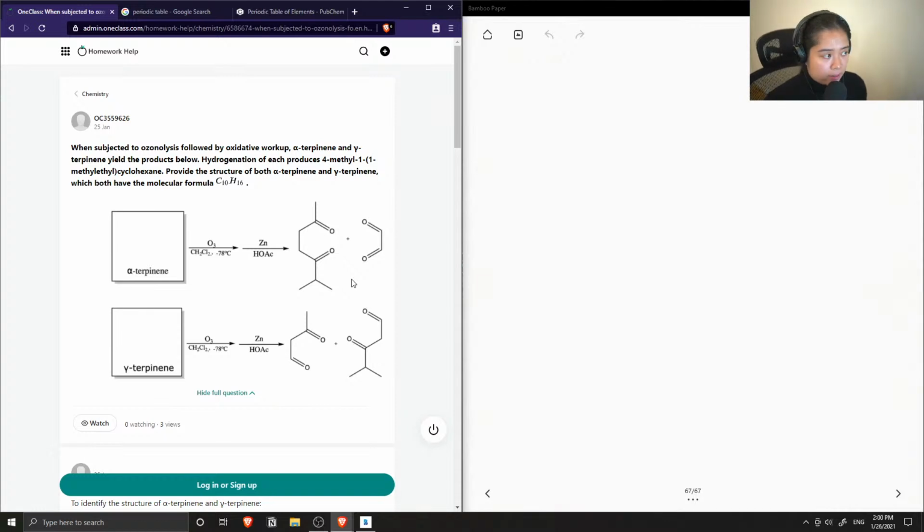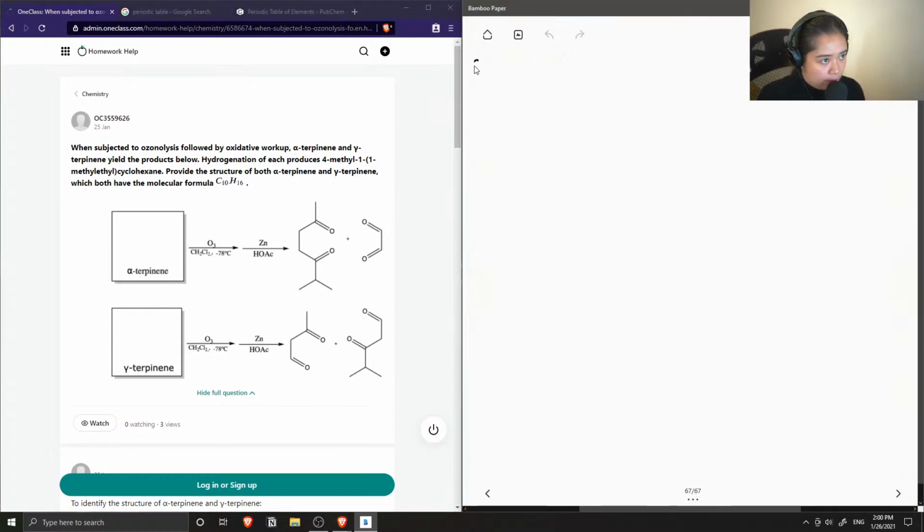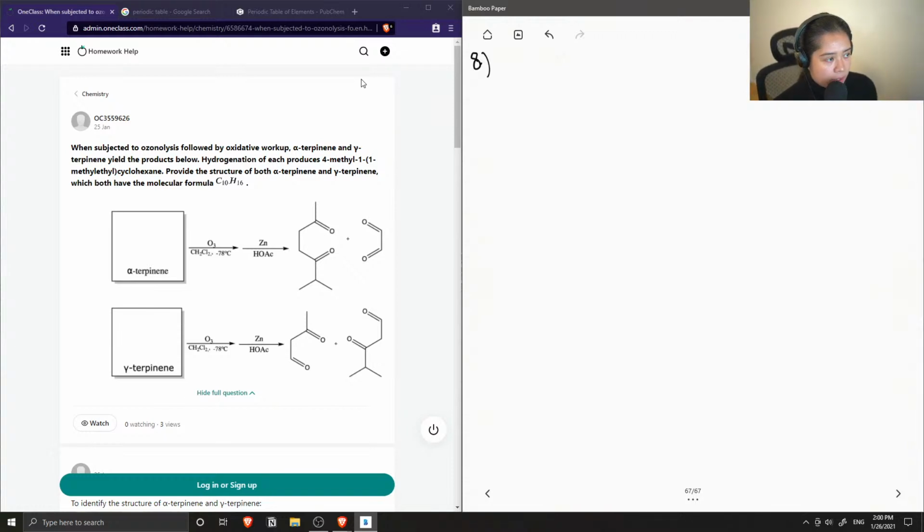Okay, so question 8 looks like some organic chemistry. And it says, when subjected to ozonolysis, followed by oxidative workup, alpha terpinene and I think this is gamma terpinene yields the products below. Hydrogenation of each produces 4-methyl 1-(1-methylethyl)cyclohexane. Provide the structure of both alpha terpinene and gamma terpinene, which both have the molecular formula C10H16.